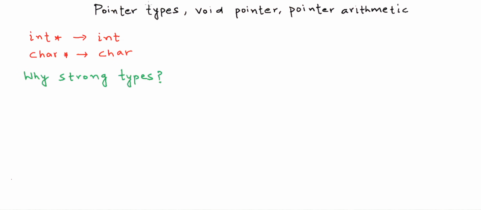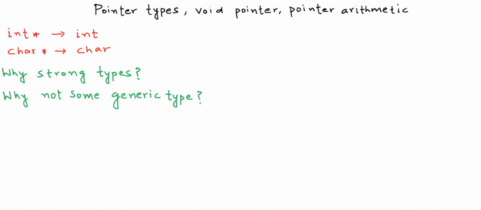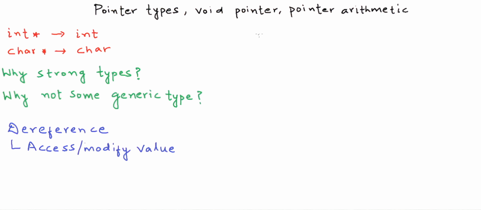Isn't it that the pointer variables just store the address of the variable? So why couldn't we have just one type that will be some generic type to store the address of all kinds of variables? And the answer is that we do not use the pointer variables only to store memory addresses, but we also use them to dereference these addresses so that we can access and modify the values in these addresses.